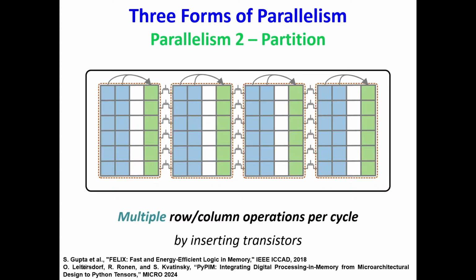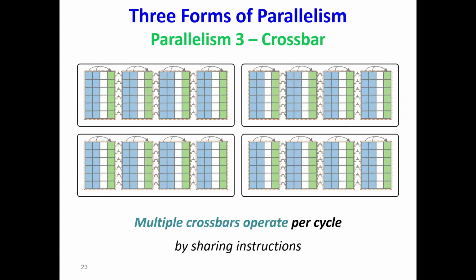And not only that, we also have, in the memory, we don't have one array. We have actually thousands or hundreds of thousands of arrays. So we have crossbar parallelism as well. So we have another form of parallelism. We can have multiple arrays that are performing multiple computations, and in each array they have among partitions and among rows.